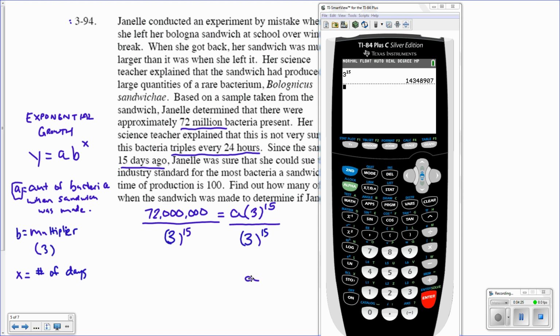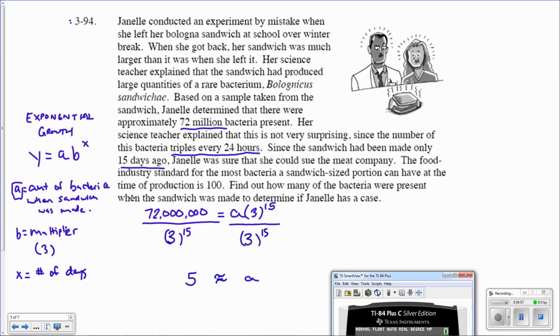So a is going to end up being over here by itself, and then 72 million divided by 3 to the 15th. And you'll see we get about 5.0178. So I'm going to go ahead and just say approximately 5 bacteria. Hopefully that makes sense to you there.